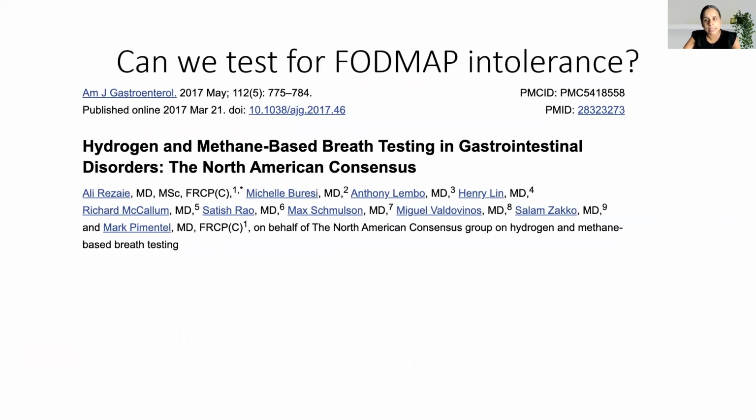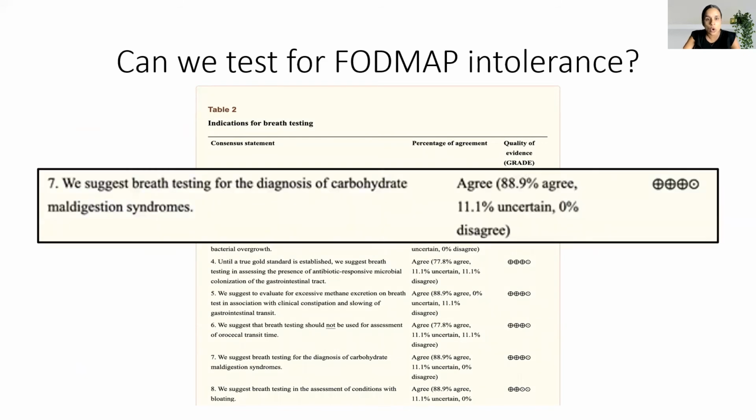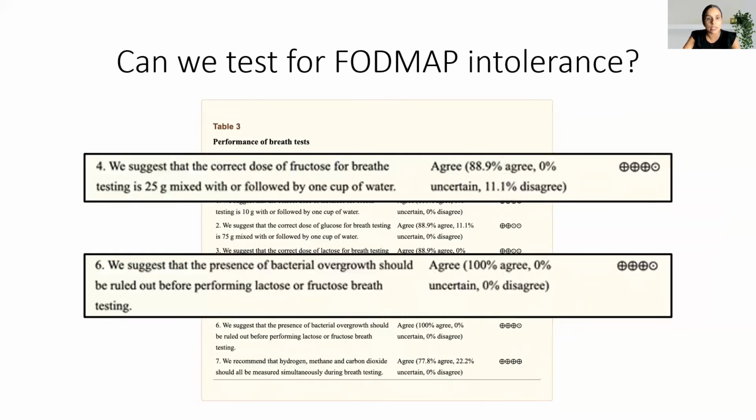However, there was this North American consensus that was put out in 2017, and they had a slightly different opinion on the use of breath testing. In fact, they actually came up with some recommendations. One, they suggested that you can use breath testing for the diagnosis of carbohydrate maldigestion syndromes. They found that 25 grams of fructose could be used to test for fructose malabsorption. They suggested, similar to the other studies, that bacterial overgrowth be ruled out prior to doing a fructose breath test.